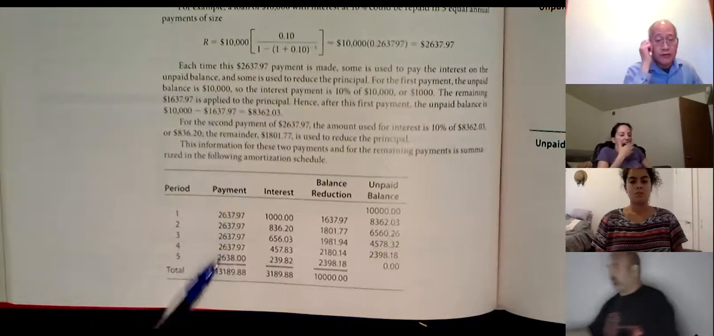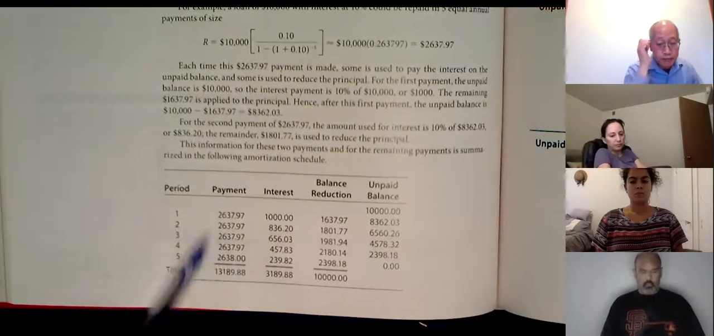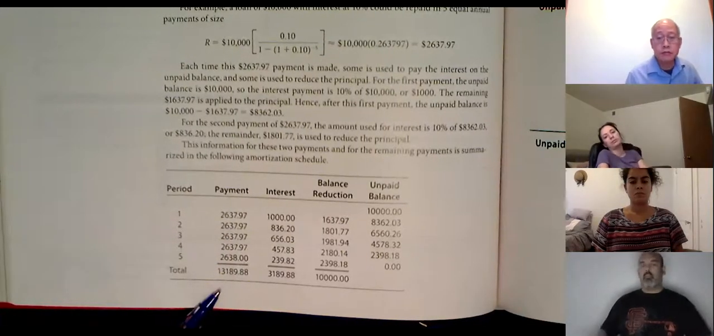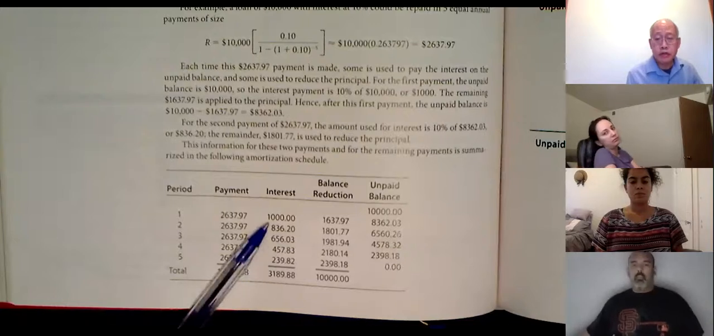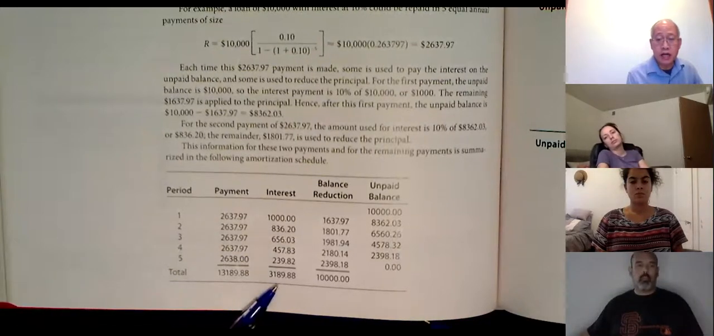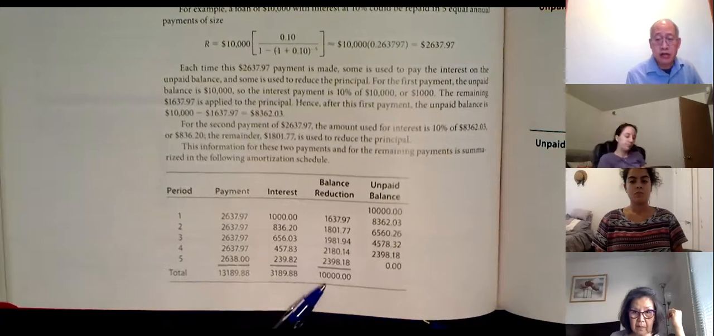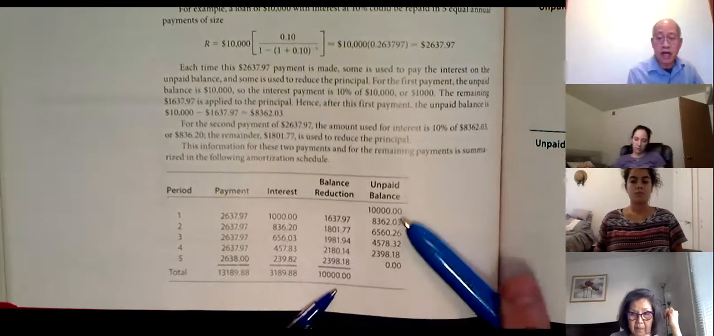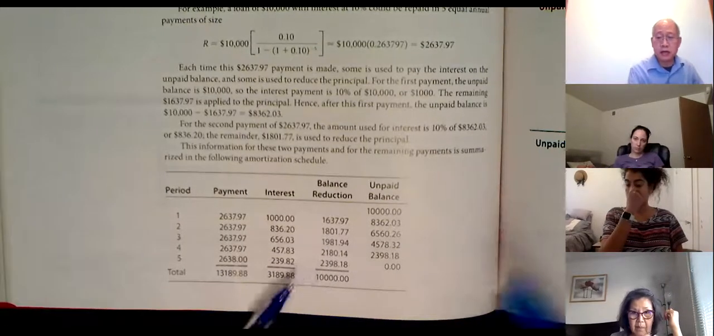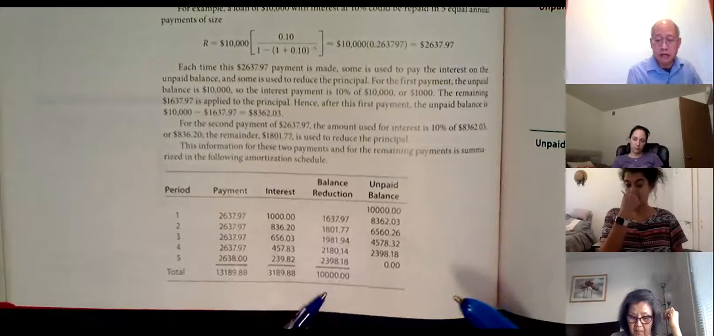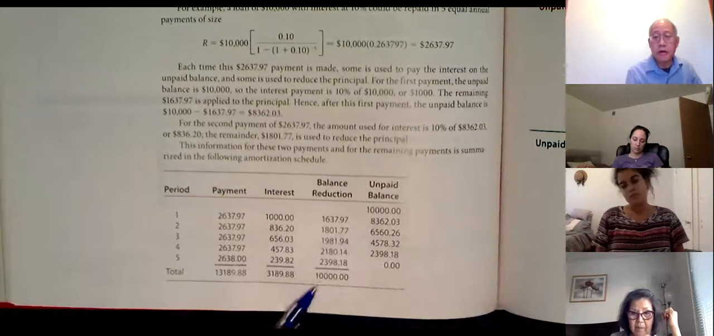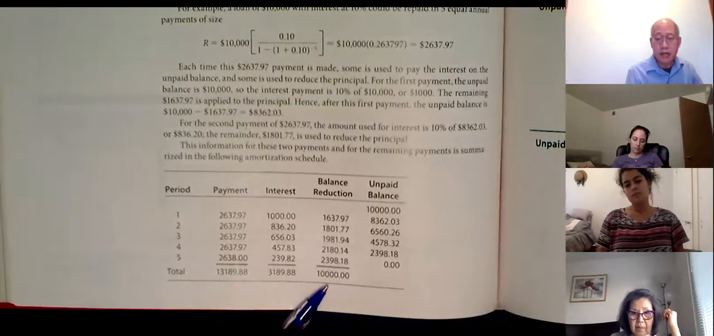Then we have the totals here. The total payment was this. What was the interest if you added it up? 3189.88. The balance reduction, 10,000. Well, that makes sense. You started off with 10,000. I want to end up paying off 10,000. So this should always match this. $10,000 I owe. How much do I reduce the balance? $10,000.